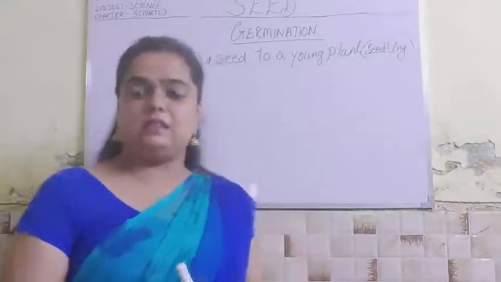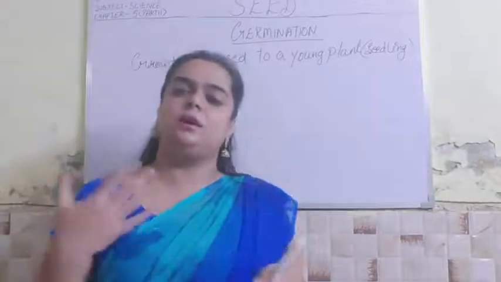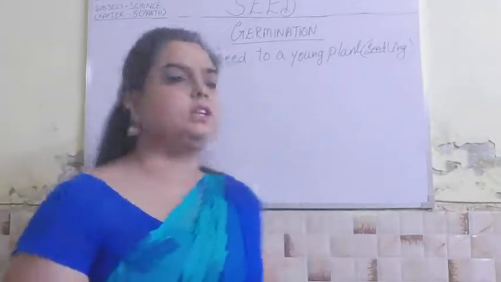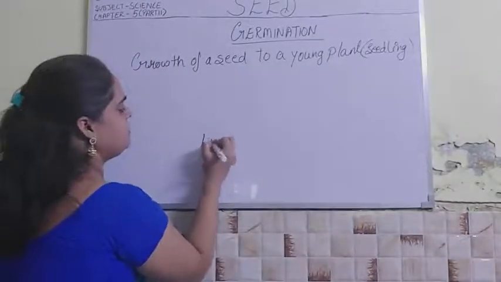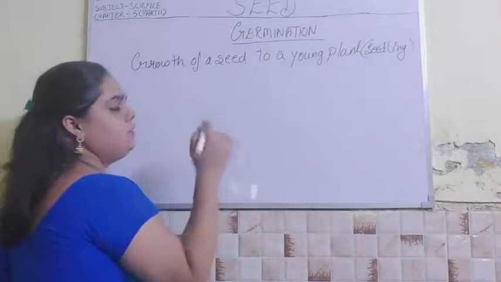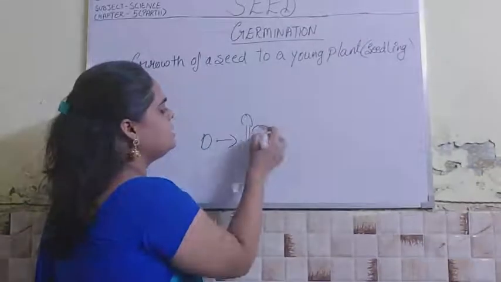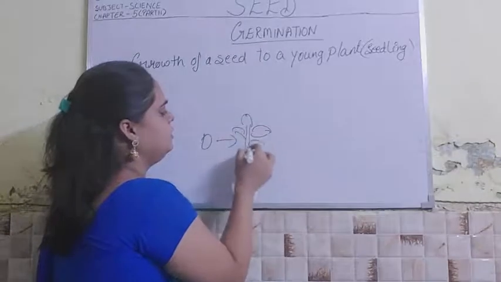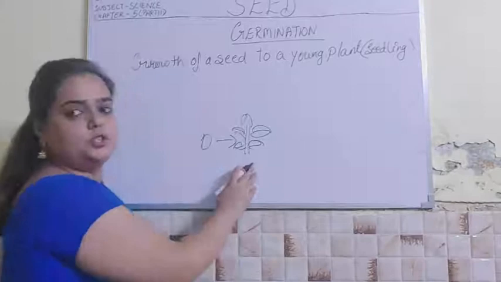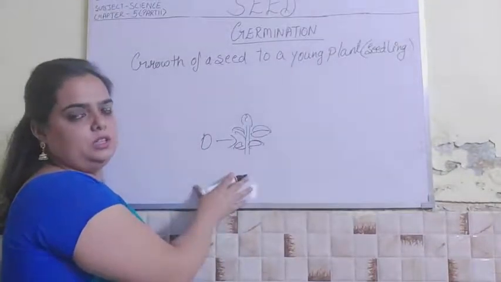When a seed grows into a baby plant and then the baby plant develops itself into a big plant, it is called germination. See, for example, this is a seed, and when this seed will develop itself into a baby plant, this process is called germination.